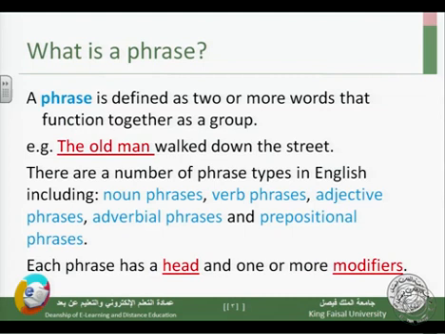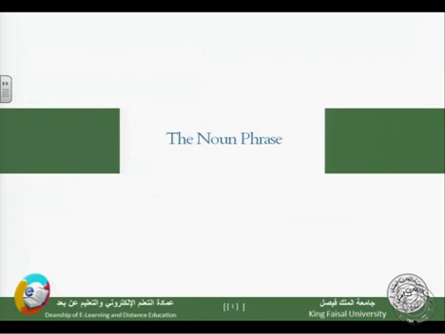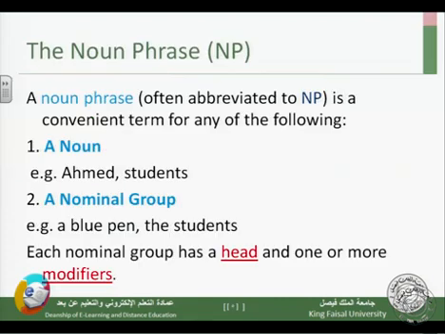There are a number of phrase types in English, including noun phrases, verb phrases, adjective phrases, adverbial phrases, and prepositional phrases. In the coming lectures we will take a look at some of these phrases. In this lecture we'll start with the noun phrase and see some related topics about it. So each phrase has a head and one or more modifiers, and we'll see what this means shortly, inshallah. So we'll start with the noun phrase.